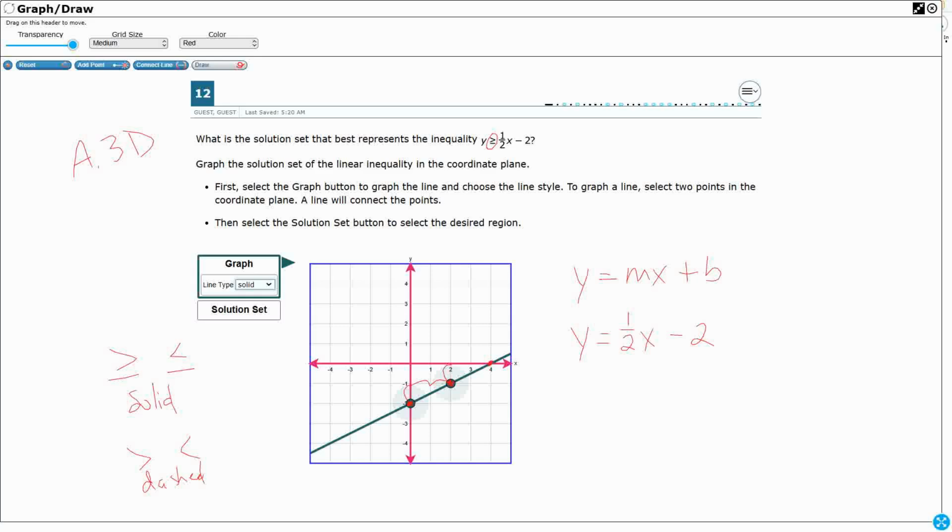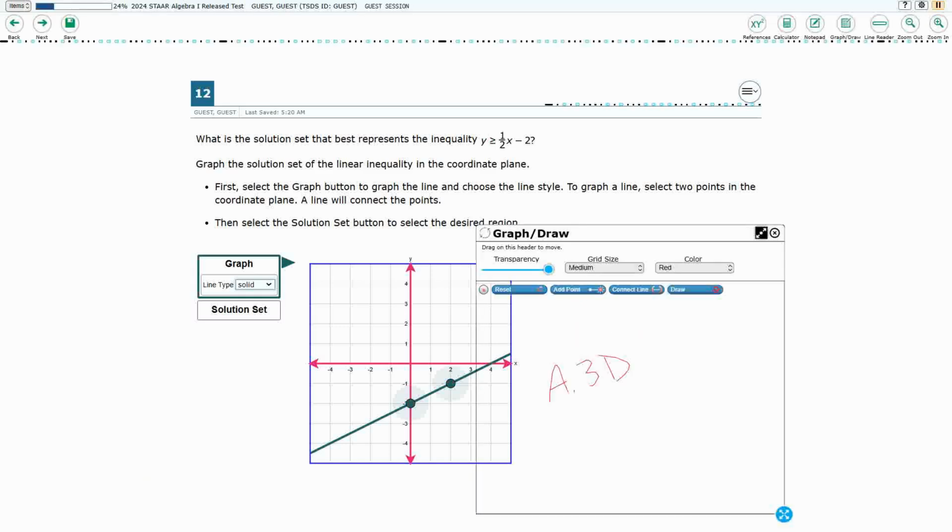Now we need the solution set. Where's the solution set going to be? I need to select the solution set button and then either tap above or below. Well, it is greater than or equal to, so it's going to be greater than or equal to that line, which means we're going to be shading above. Now, let's verify because we want to get both points here.